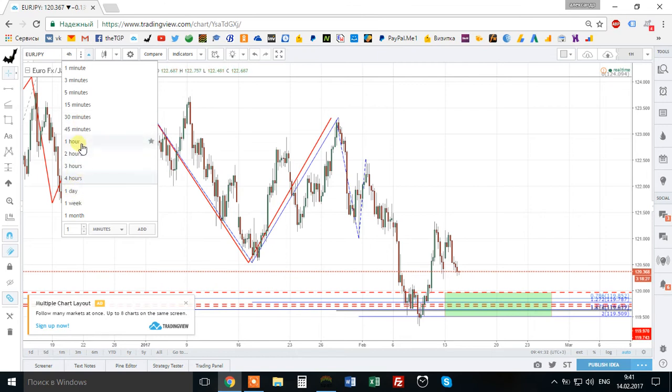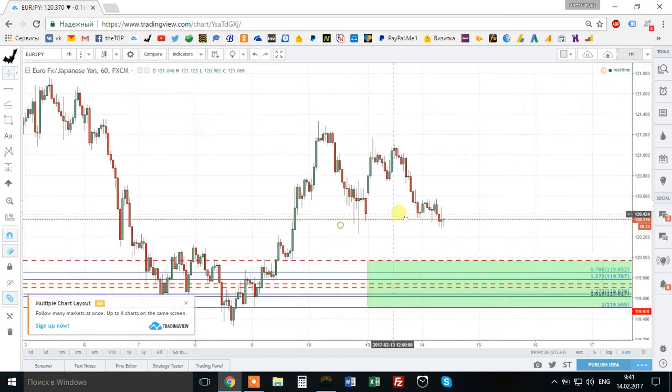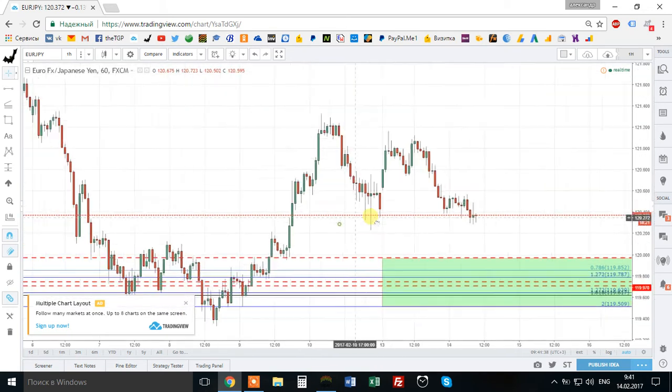Let me switch to 1 hour, and I will give you some minutes to find an advanced pattern formation that is hidden on this chart.